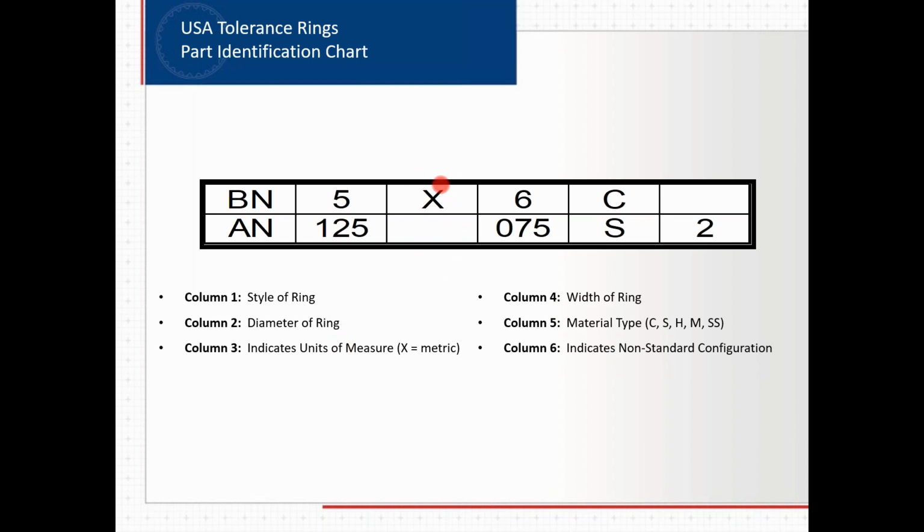Column 3 just indicates whether it's a metric or standard or English unit designation. If there's an X there, you know it's a metric designation. If there's no X there, you know it's an English unit designation. Column 4 is the axial width of the ring. So this ring right here would be 6 millimeters axial width. This ring here is 3/4 of an inch axial width, 0.75. Fifth column is the type of material. C stands for carbon, S stainless steel. The sixth one just indicates it's a non-standard ring. So whenever you see a number past the last letter, that just means it's a non-standard configuration. You'd have to actually refer to the drawing to figure out what is non-standard about it.